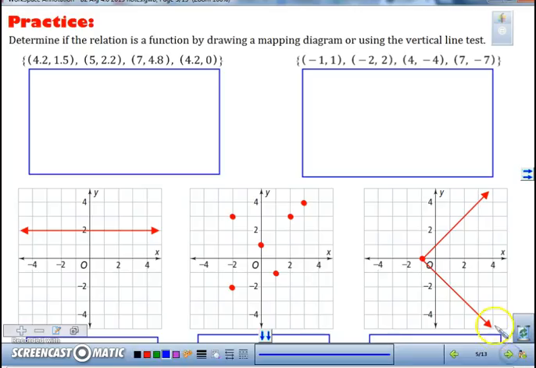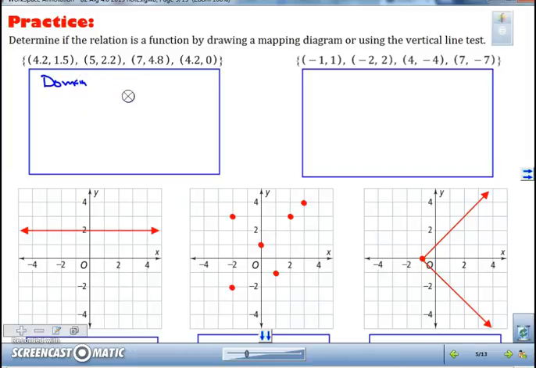So, first thing we're going to be asked to do, determine if it's a function. The first ones we want you to use drawing the map, and the second one's a vertical line test. So when we start this off, we're going to start with the word domain. We're going to put domain, and then we are going to put our range.